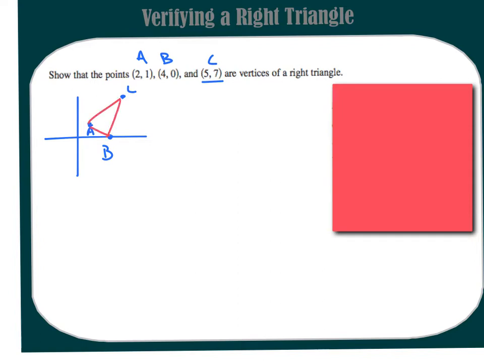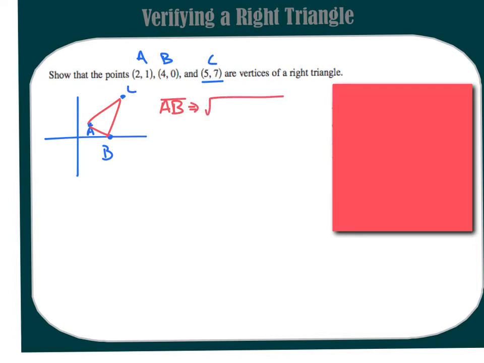All right, so we have a triangle going there, and I need to figure out if it forms a right triangle. So I need to find the distances of all of the sides. Let's find AB first. It doesn't really matter which side you find first.